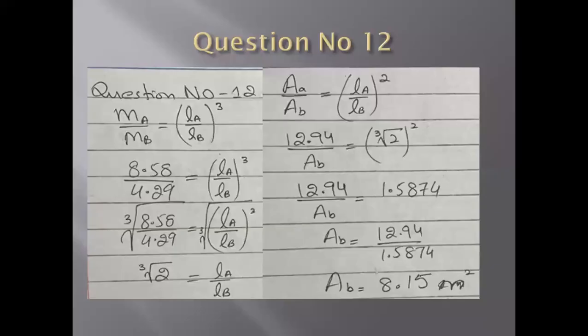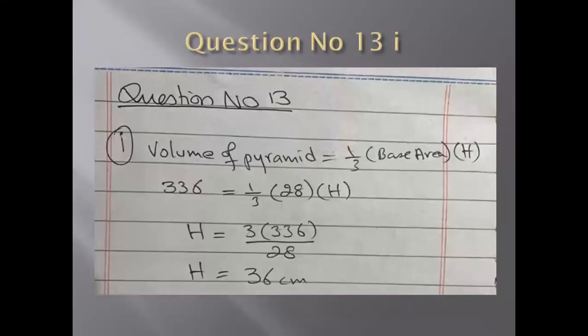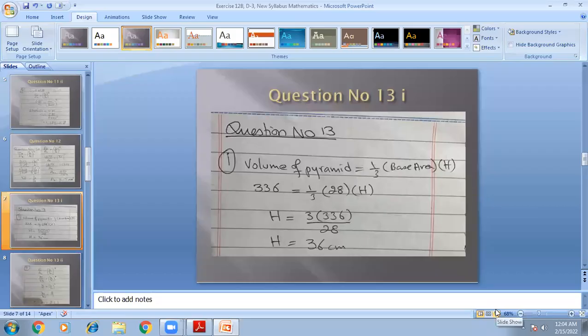So let's go to question number 13. The volume of the pyramid is 1/3 into base area into height. We already know the volume of the pyramid is 336, equal to 1/3 multiplied by 28 multiplied by height. So the height will be 3 multiplied by 336 divided by 28, and that will be 36 centimeters. The water is also in the shape of a pyramid, and its height will be 36 centimeters.